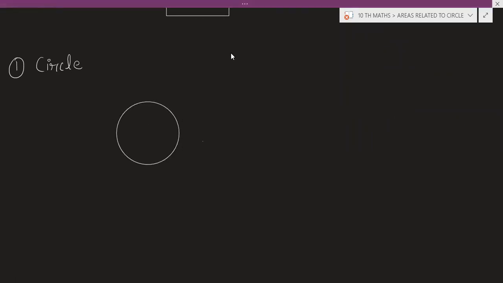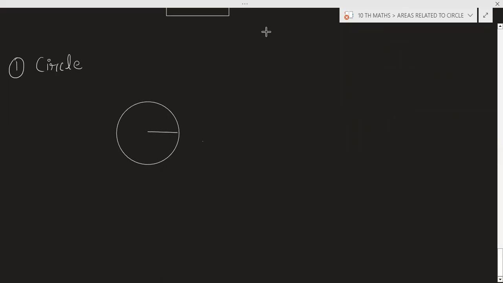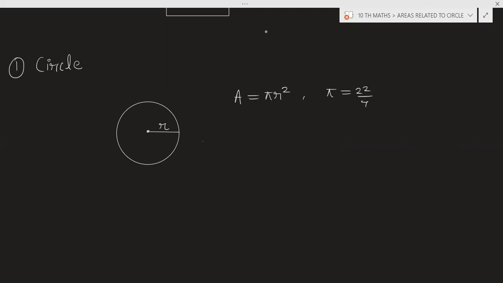So first is the circle. Very easy. Suppose this is a circle, and this circle has the radius r, small r. What will be the area of this circle? Area of this circle will be pi r square. And the value of pi, you can take either 22 divided by 7, or you can take 3.14, or sometimes it will be given to you in the question. They will give you the instruction whether you will use 22 by 7 or 3.14.